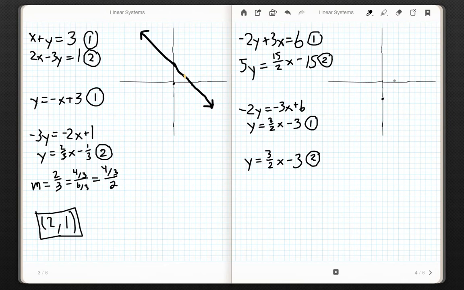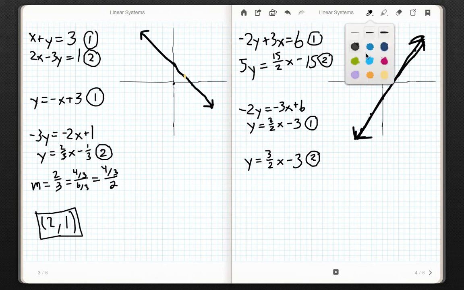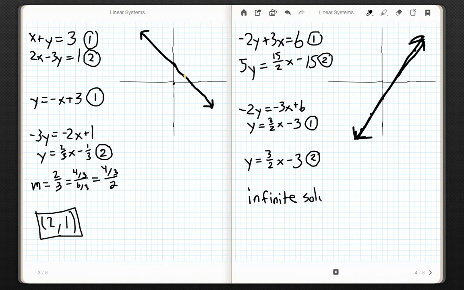So first we'll graph this one. And now we will graph the second one. But if you notice, they are the exact same lines. They are right on top of each other. So because we ended up with the same lines, they're right on top of each other, which means we have infinite solutions.